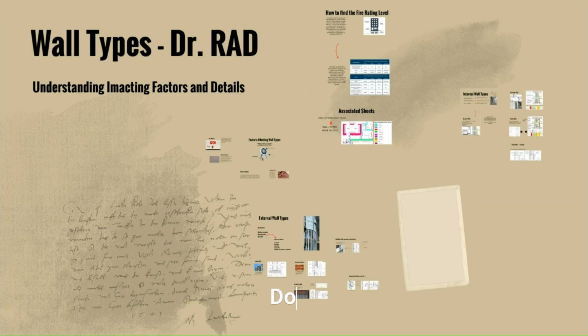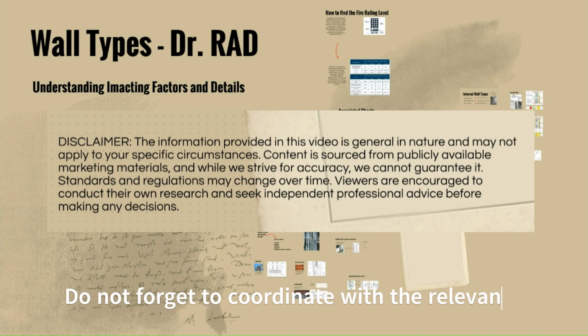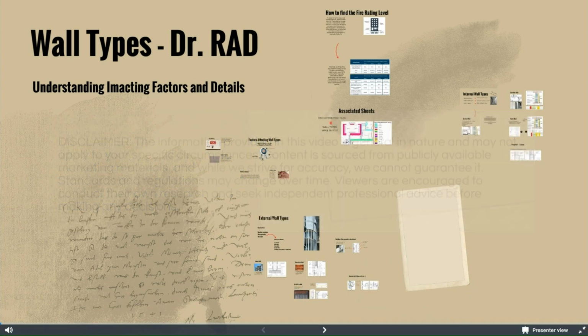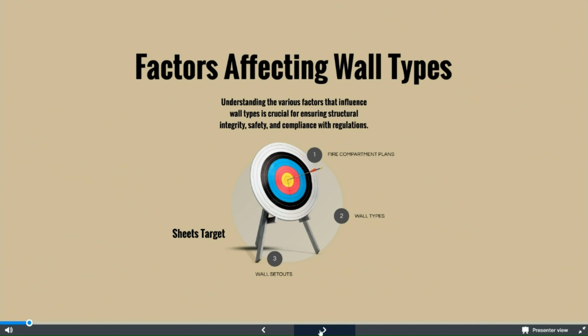Today we are going to review wall details for external and internal walls. Please be with me. Defining wall types is important for CC or CD drawings and affects many details like waterproofing and all other things. Particularly, sheets affected by that are wall setouts, wall type sheet, and fire compartment as well.